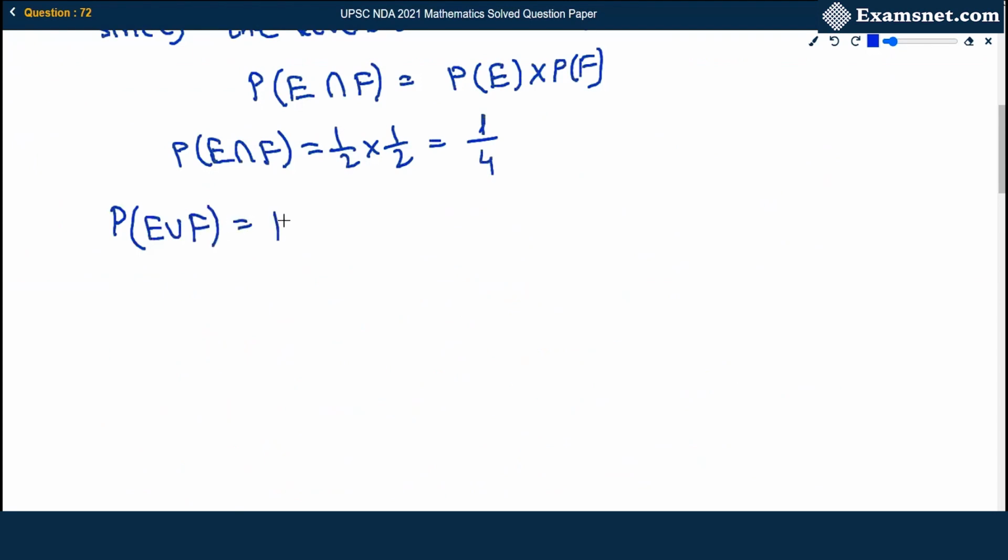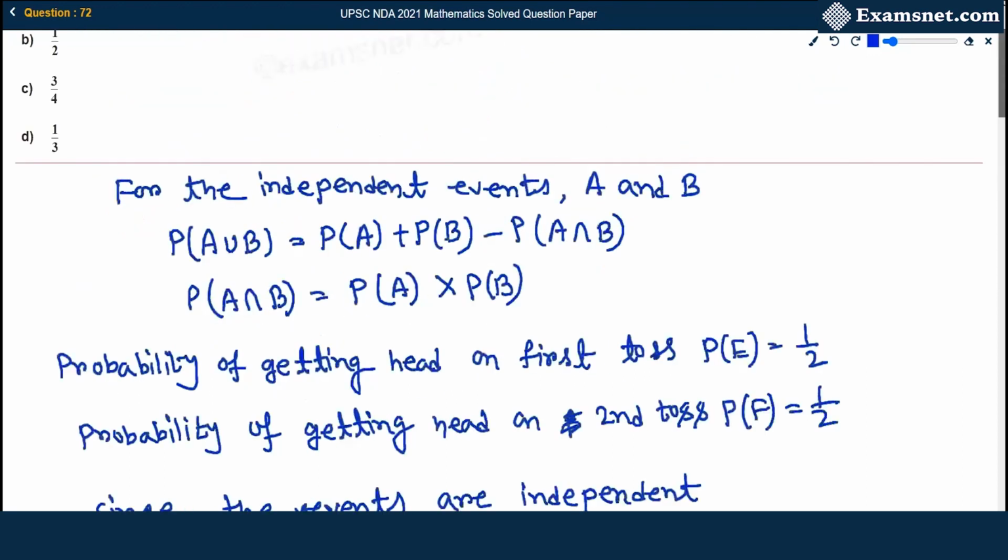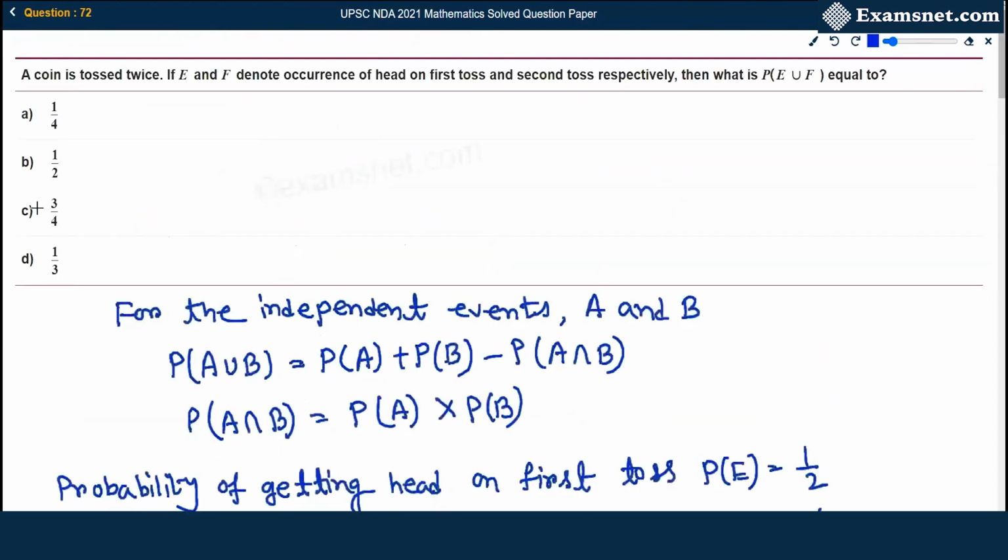E union F is probability of E plus probability of F minus probability of E intersection F. Okay, so here half plus half minus 1 by 4 will give us the value 3 by 4. So the answer is probability of E union F equals 3 by 4. Option C is the correct answer.